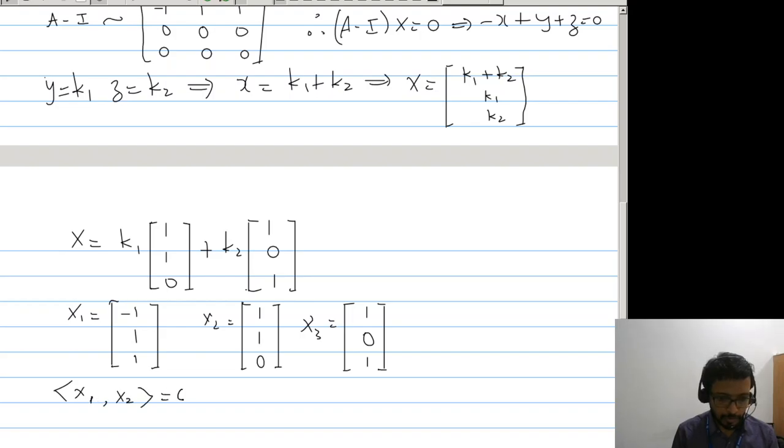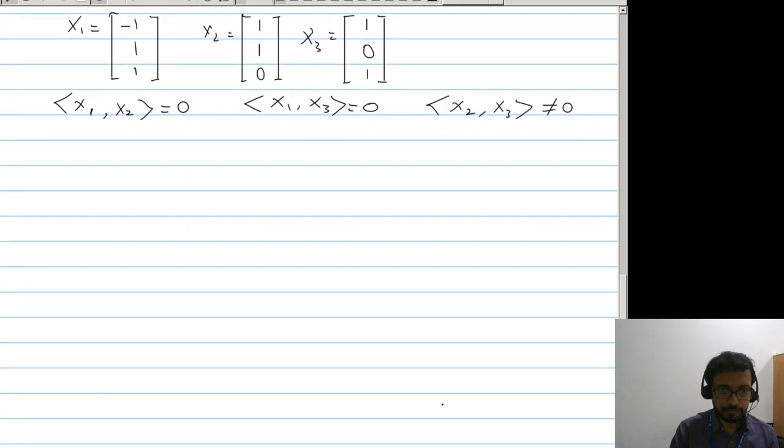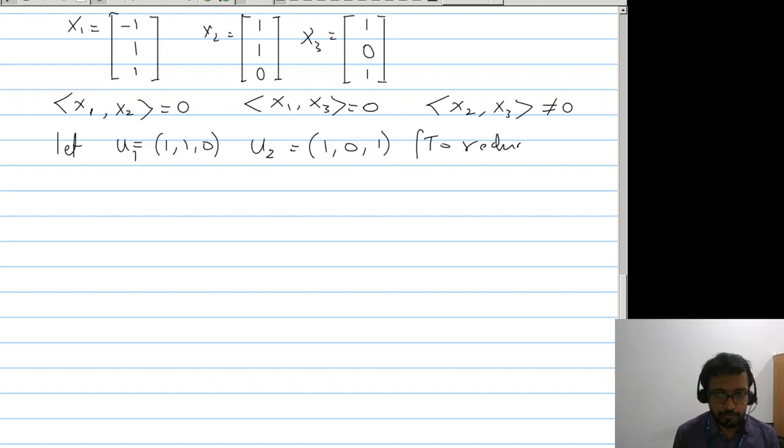Now x1, x2, the inner product is 0. Inner product of x1, x3 is 0. Inner product of x2, x3 is not 0. Now let u1 equal to 1, 1, 0 and u2 equal to 1, 0, 1. Now to reduce u1 and u2 to orthonormal vectors.